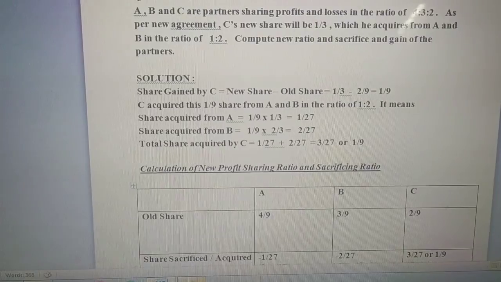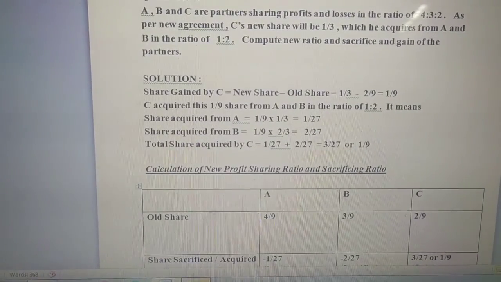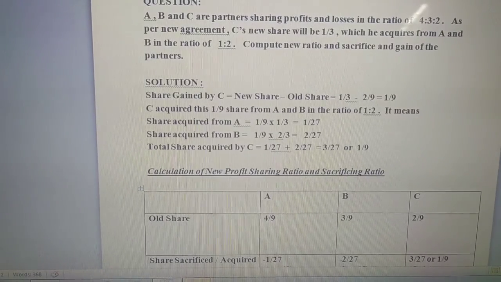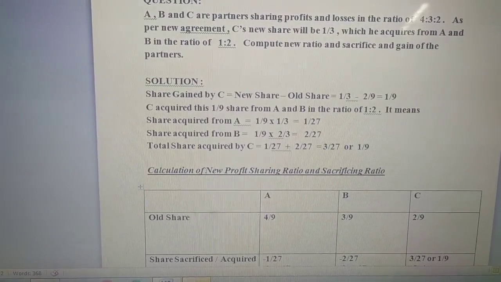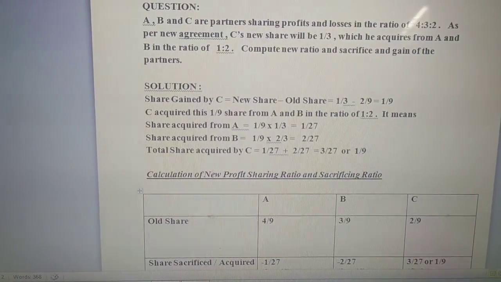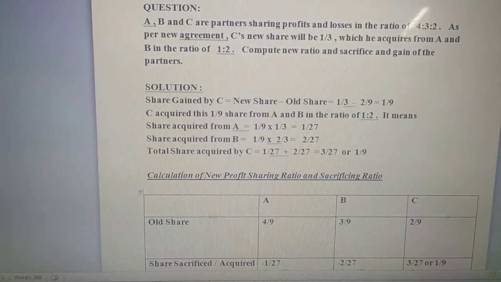So here it is, share gained by C. The formula of gaining ratio we already discussed in the previous class: new share minus old share. C's new share is given as 1/3 and his old share was 2/9.